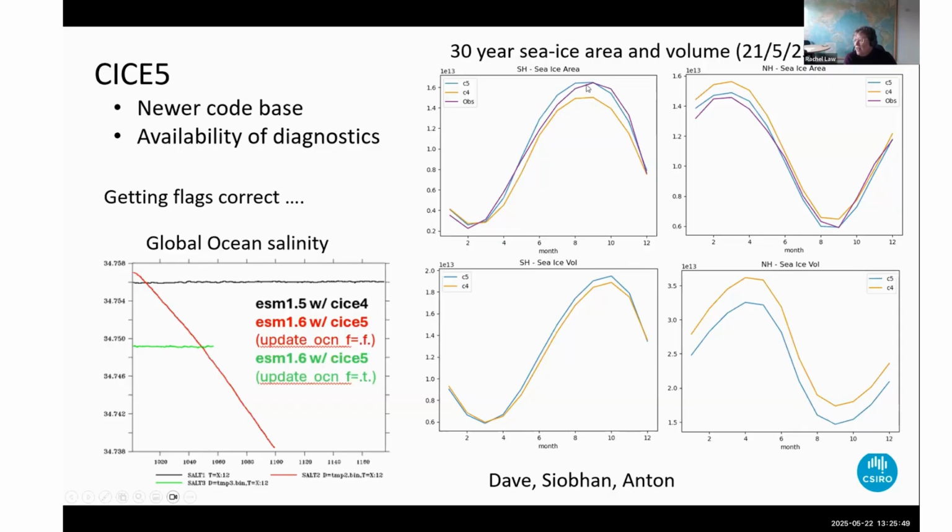The size 5, at least over this 30-year period, is looking closer to the OBS than size 4 was in both the Southern Hemisphere and the Northern Hemisphere, with a slight increase in the Southern Hemisphere volume and decrease in the Northern Hemisphere volume. Again, while Siobhan's on the line, that may be some slight differences in some of the settings on that run, or just variability. We think it fits in with the variability of this long April spin-up one.